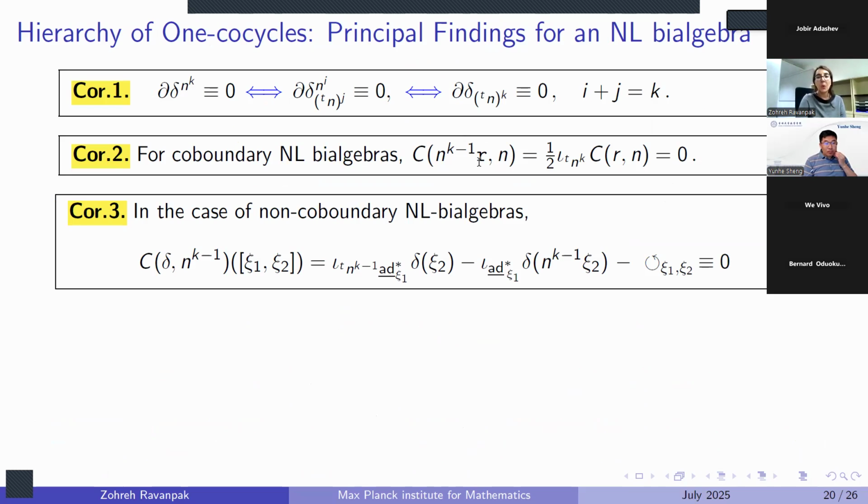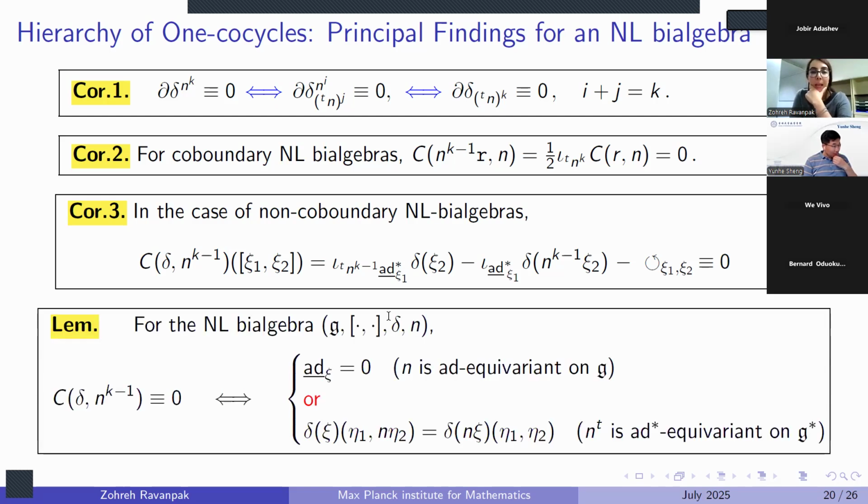But in the non-co-boundary case of bialgebras, we need more consideration. So this is the concomitant in the hierarchy, and we need it to vanish in order to have all these pairs in the middle define a Lie algebra. And it happens if either this underlined term is 0, so it's obvious.